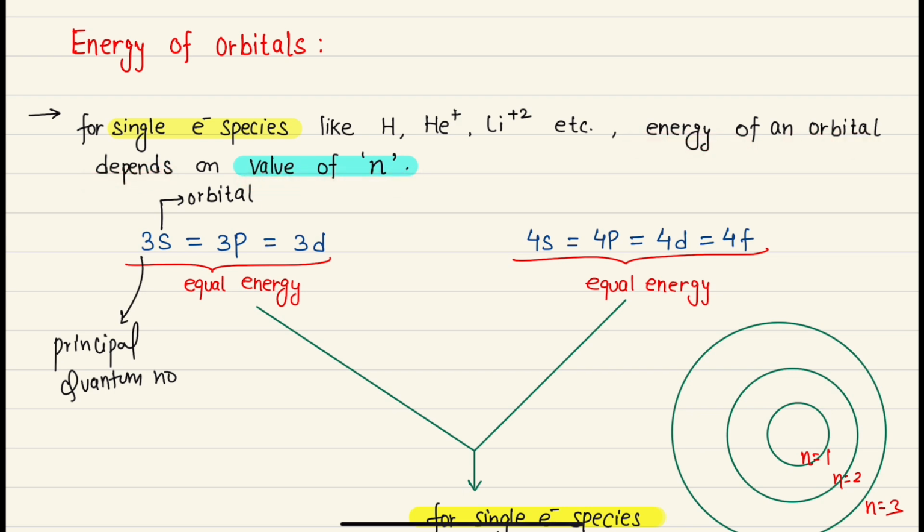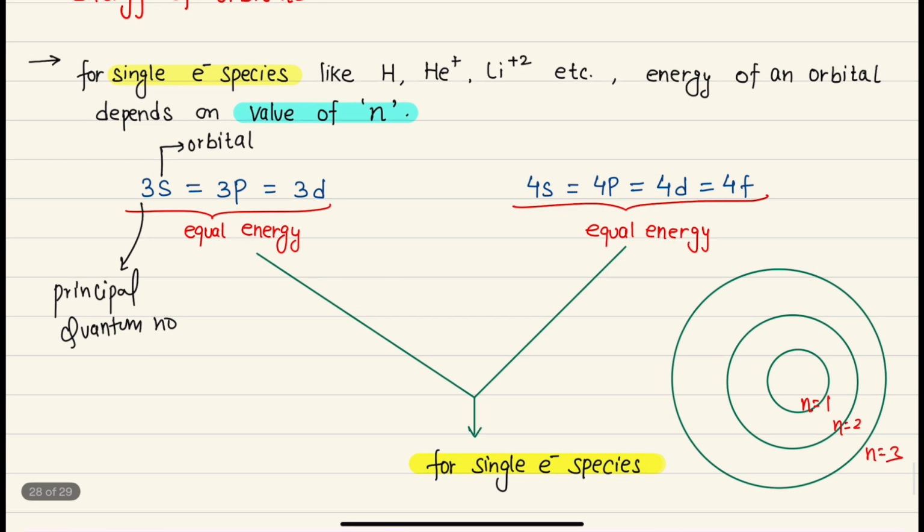Clear everyone? Now suppose I have to compare the energy of 3s, 3p and 3d orbitals, then how to do that? First of all, check the value of n. Before going to this, I want to tell you the notation. What does this 3s mean? What does this 3p mean?